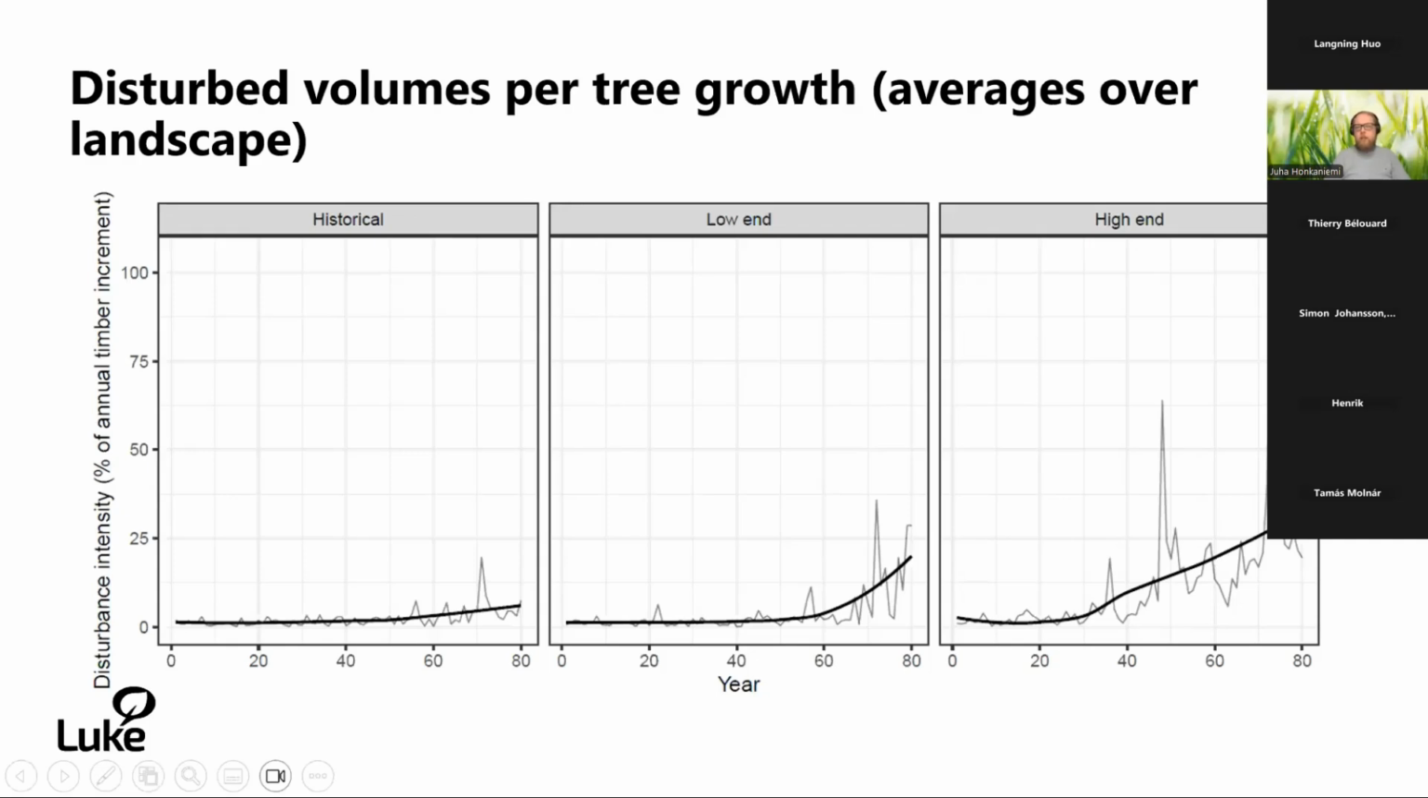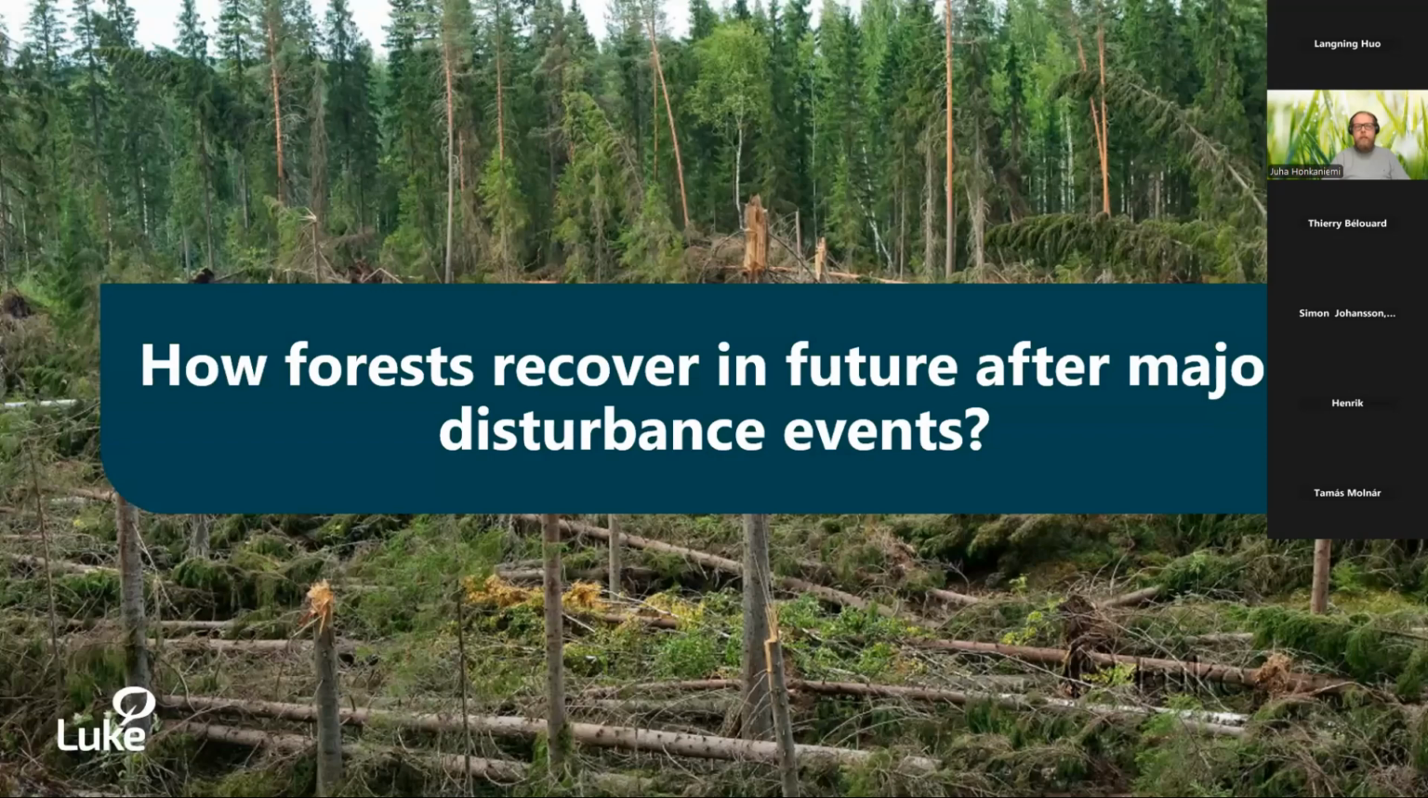But eventually, even under high-end RCP 8.5, on average, the disturbed volumes would be around a maximum of 30% of the total volume per hectare, or per annual growth. So that's when things are developing in a normal way.